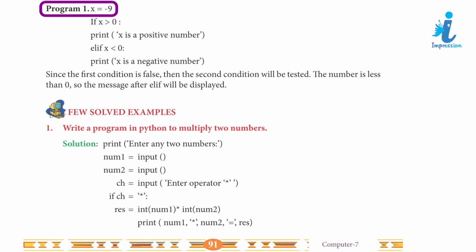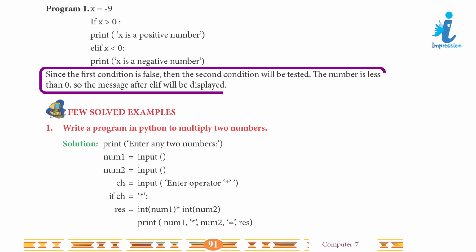Program 1. x = -9. If x is greater than 0, print x is a positive number. Elif x is smaller than 0, print x is a negative number. Since the first condition is false, the second condition will be tested.